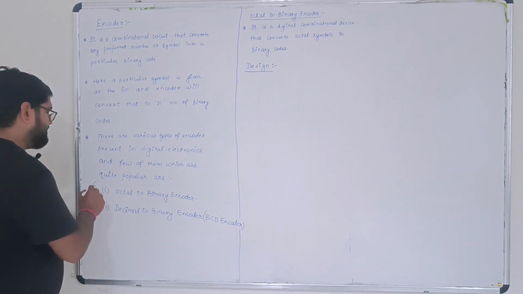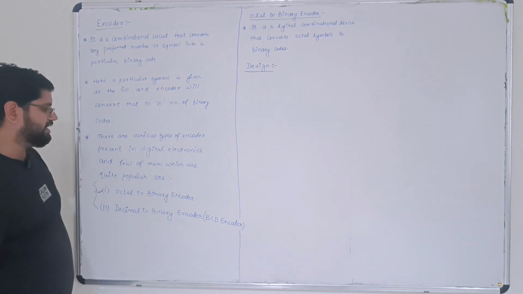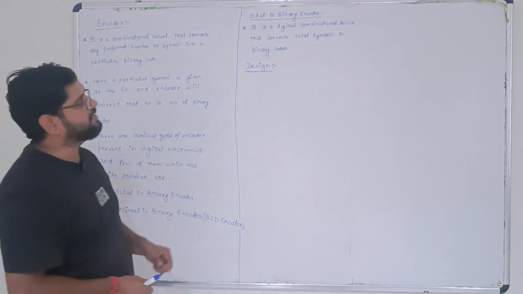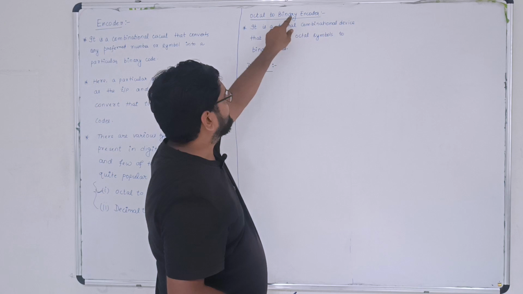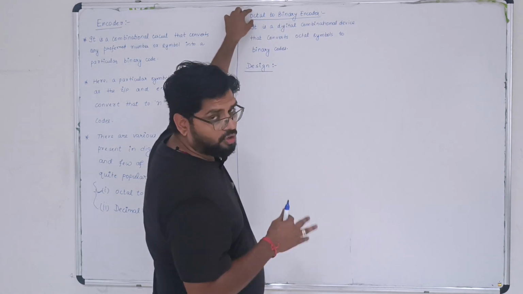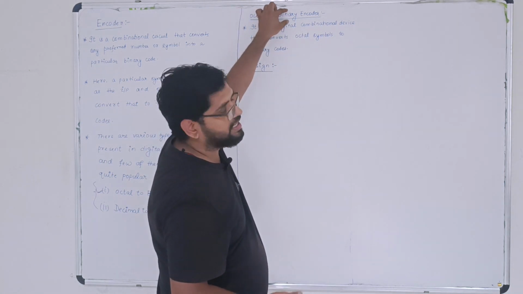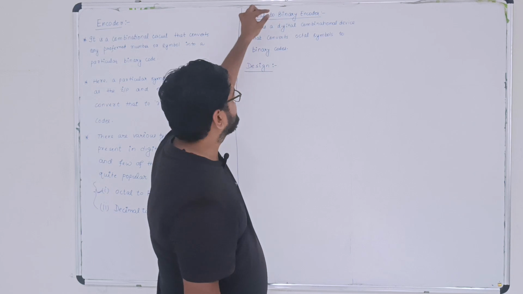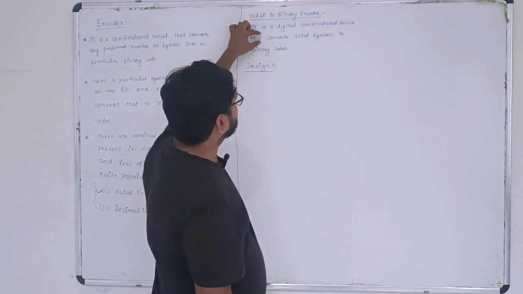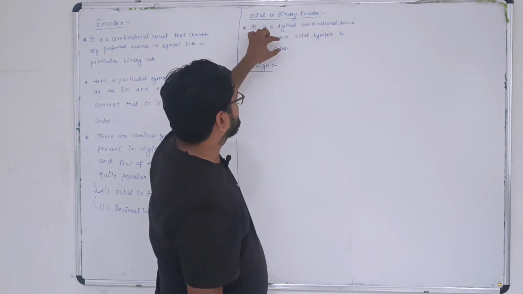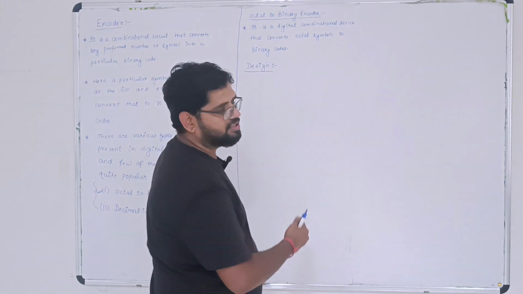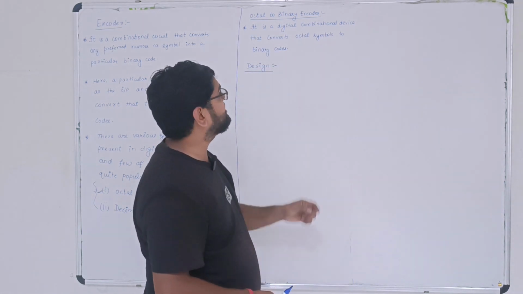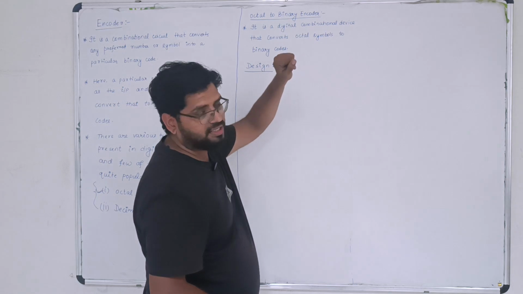First we will discuss this octal to binary encoder. The definition is quite simple. Octal to binary means the input is an octal number and we are converting that into a binary number. So it is a digital combinational device that converts octal symbols to binary codes. Any device which converts octal numbers to binary codes is known as an octal to binary encoder.